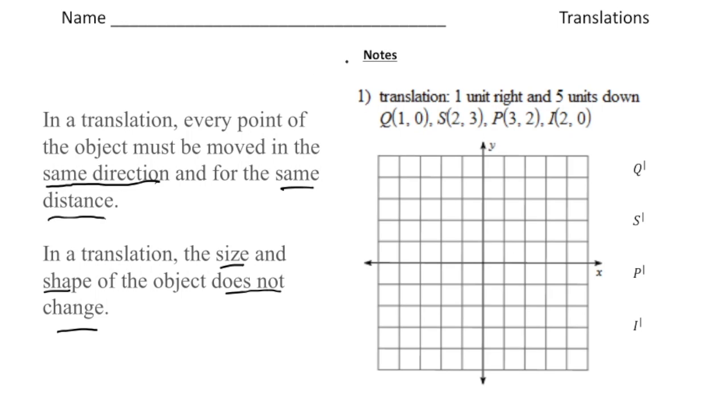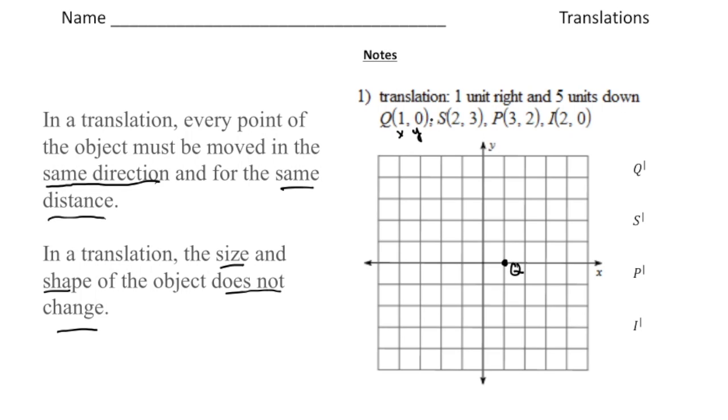So take a look at this first one. Here we're going to have an image, and we're going to translate it 1 unit to the right and then 5 units down. Here are the locations of the corners of the image. Point Q is at (1, 0). Remember, the first value is the X value and the second one is the Y value. So (1, 0), we're going right 1, and 0, we're not going up, so that's going to be Q.